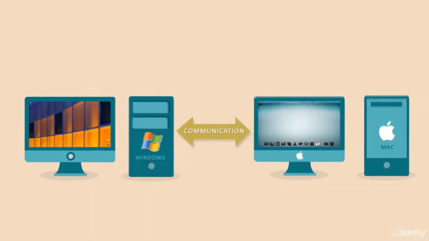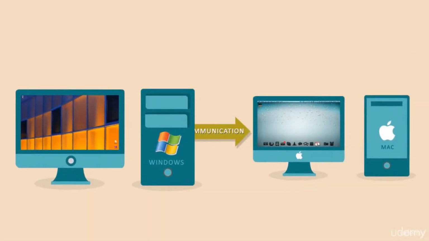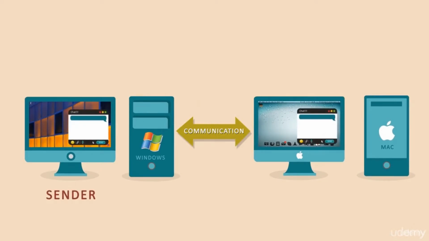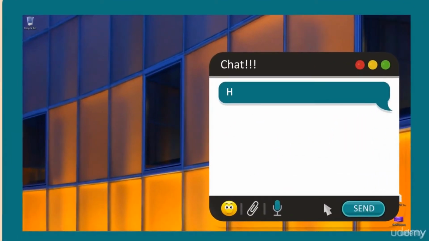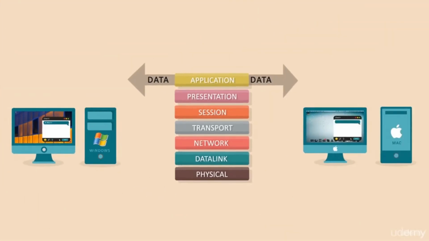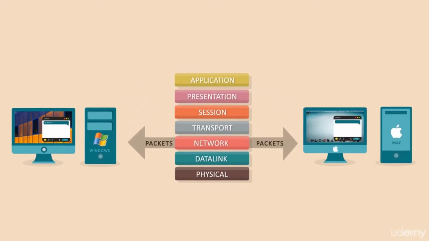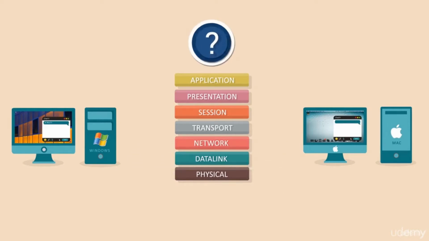Take for example that two systems, say a Windows and a Mac, communicate via a chat application wherein the Windows system is the sender and the Mac system is the receiver. Suppose the Windows machine sends a welcome note, such as "Hi Mac," via this application. The data travels via these seven layers and reaches the destination, after being operated upon by the underlying protocols. But what happens when the data travels through these layers?